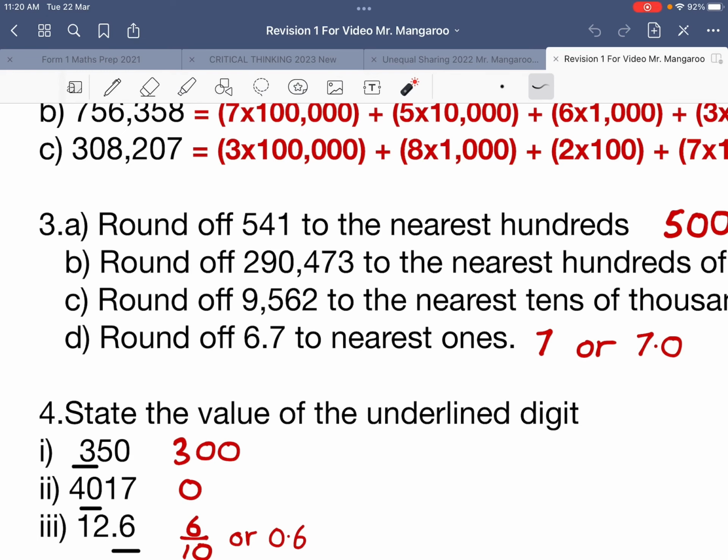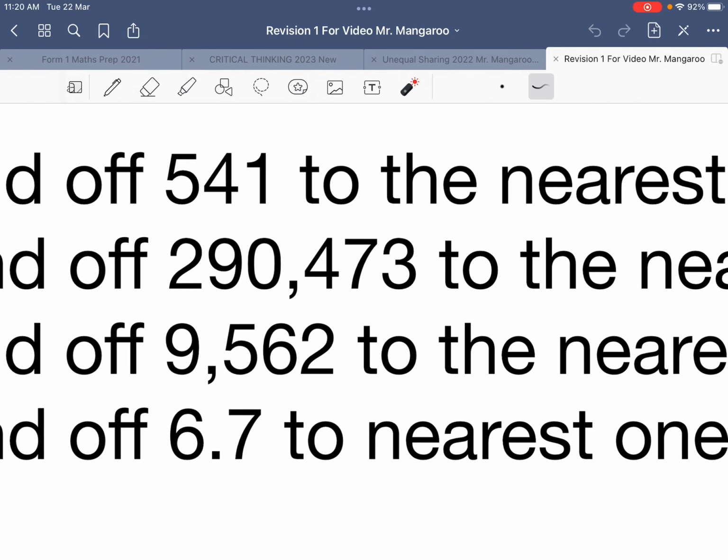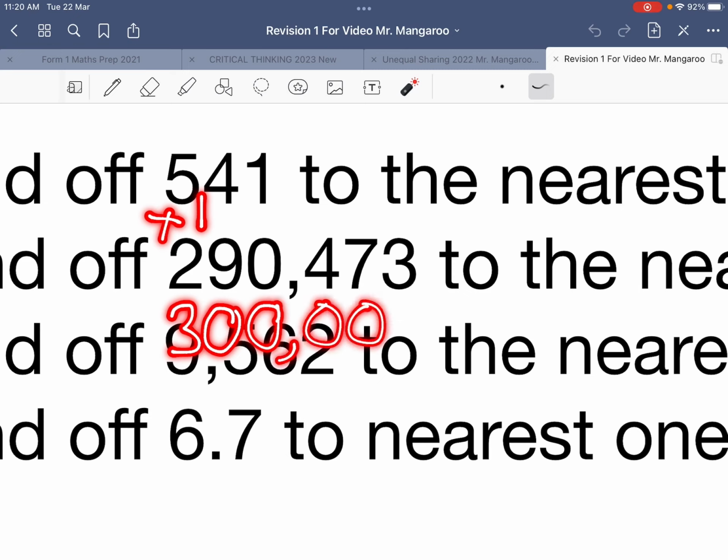B. Round this off to the nearest hundreds of thousands. So we identify the hundreds of thousands digit. The 9 is 5 or more, so we are going to add 1 to the hundreds of thousands number. So that makes it 2 plus 1 is 3. And we change all the digits on the right to zeros. So that's 300,000.